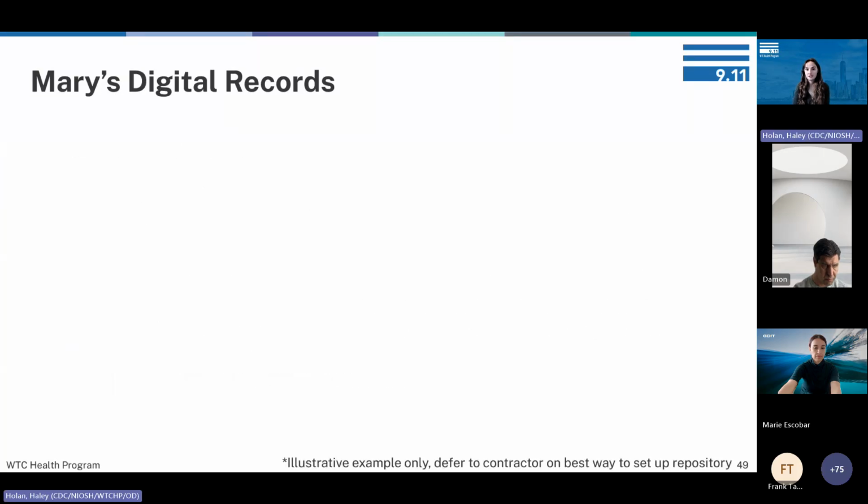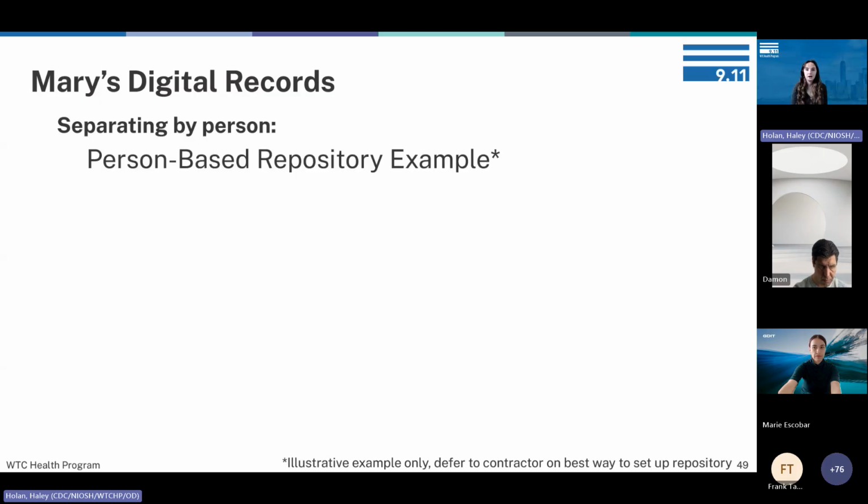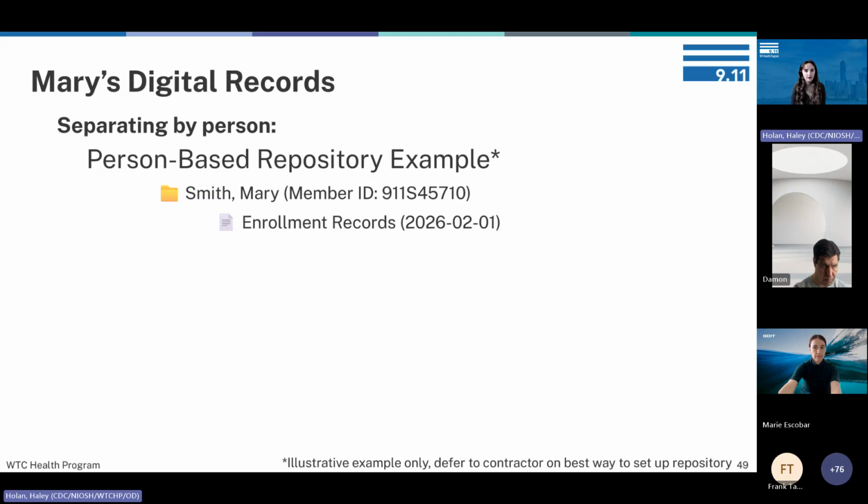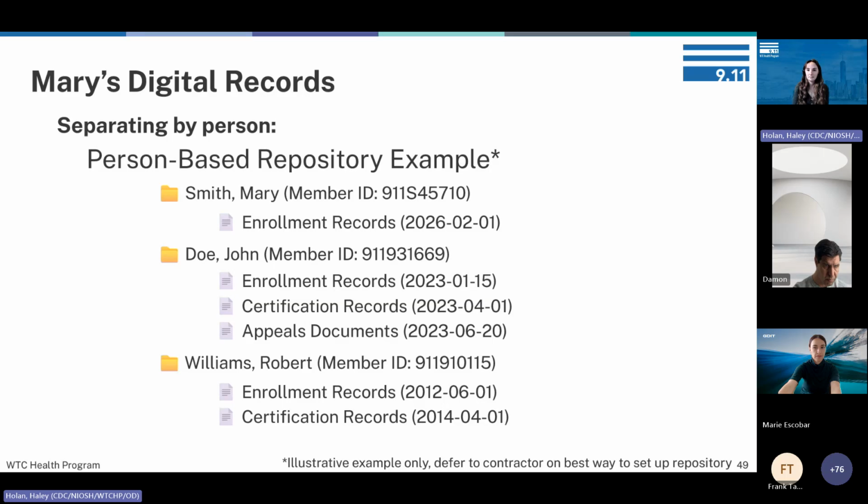So separating by person. The TPA is responsible for maintaining applicant and member records in a centralized repository with that file-based structure. So again, this is an example of Mary's enrollment records stored in the person-based repository with some other members. These files have to be organized by individual and include relevant identifying information. But this is just an example. We defer to the contractor on the best way to set up that repository.